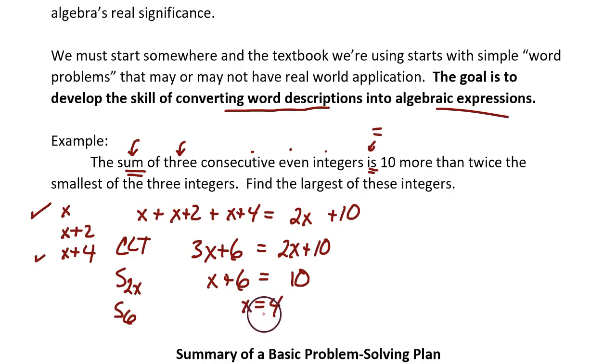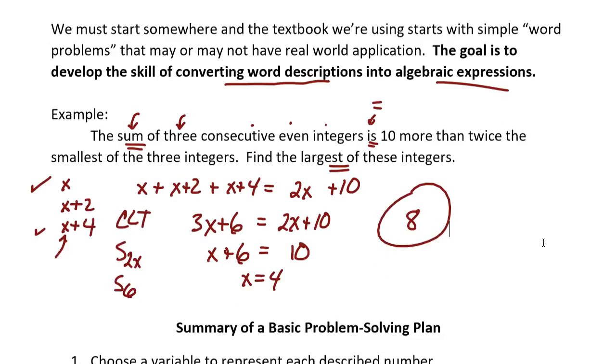x is the smallest of the integers. We want the largest of them. So put the 4 in right there. 4 plus 4 is 8. This problem didn't have any real-life context to it. Being able to do this kind of math is not important to any kind of job. But it was to illustrate how to apply algebra to a word problem.